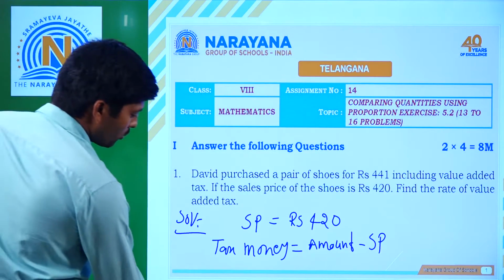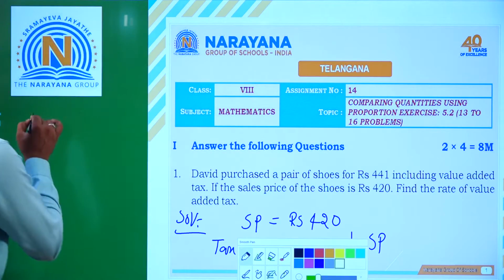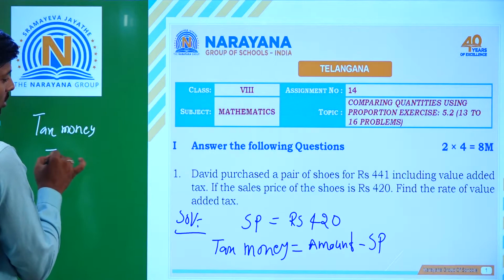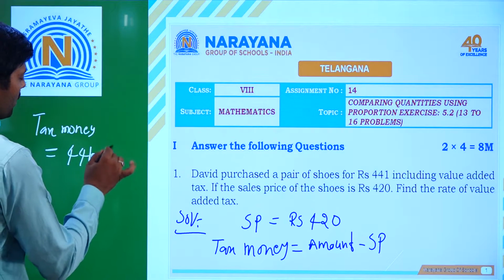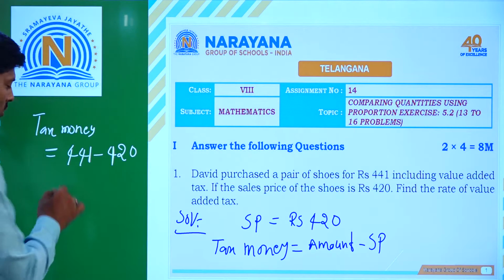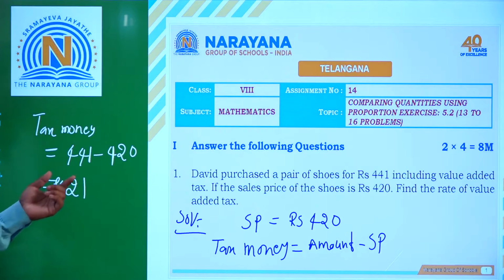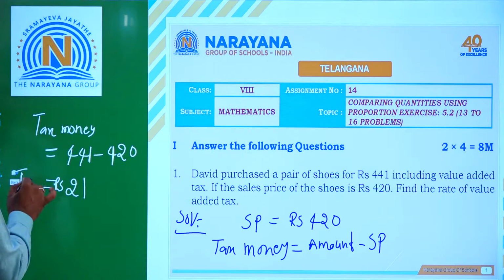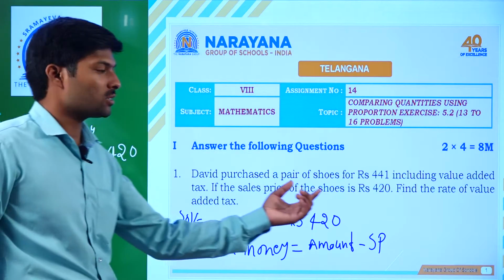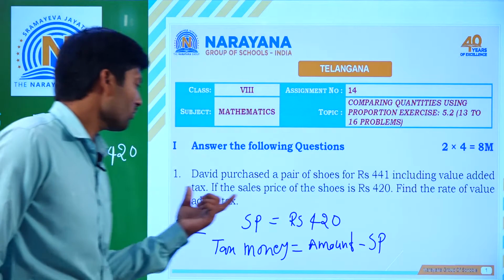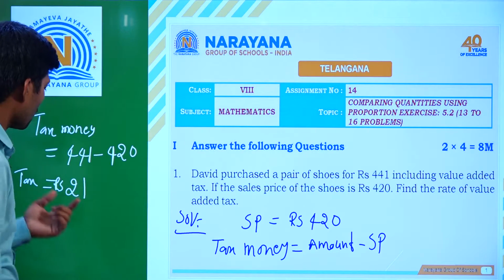Now, we have to find how much tax. The tax money is equal to 441 minus 420. So, here it is 21. So, rupees 21 is the tax. Tax is nothing but the 21 rupees paid in this situation. Now, we need to find the rate of value added tax.